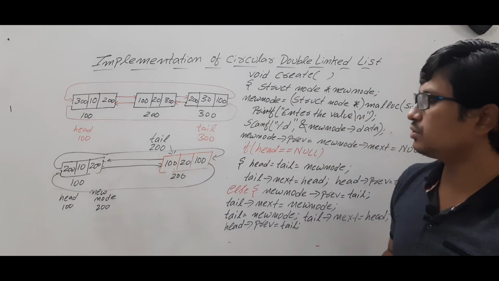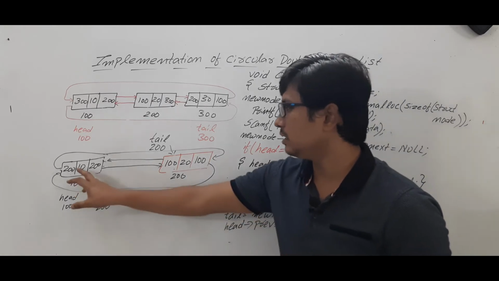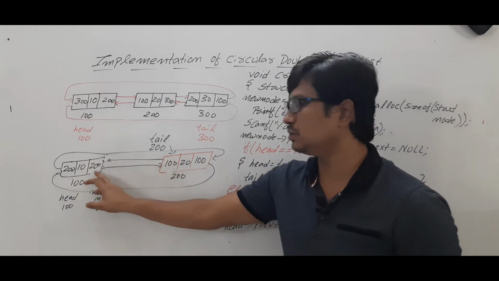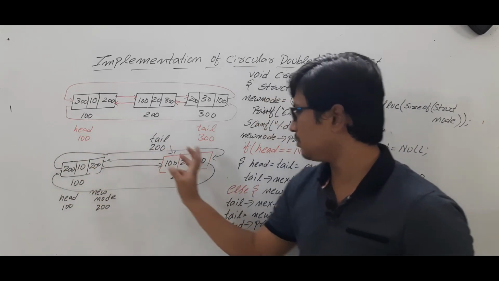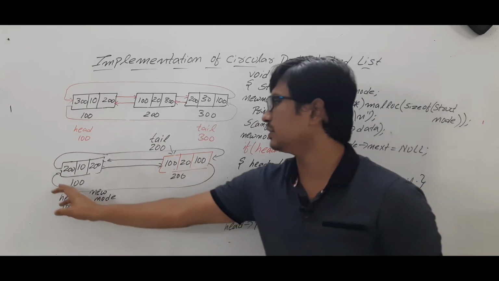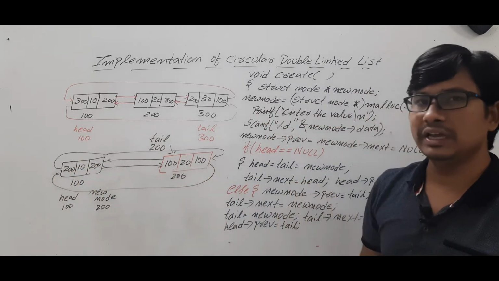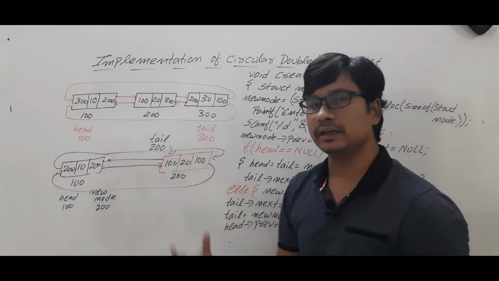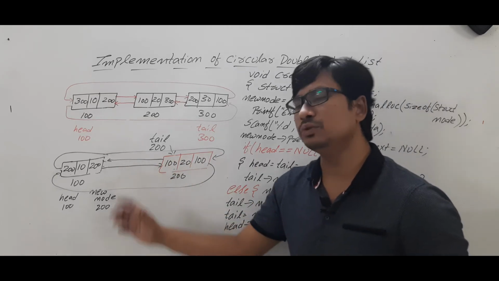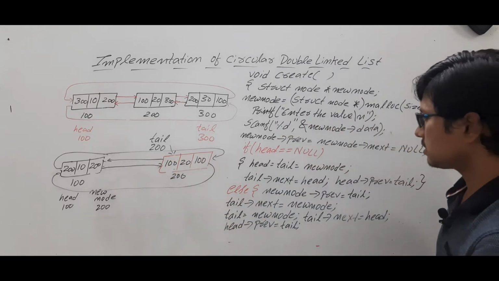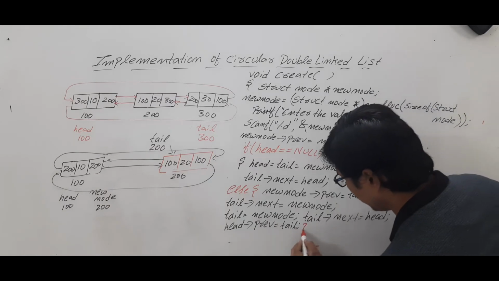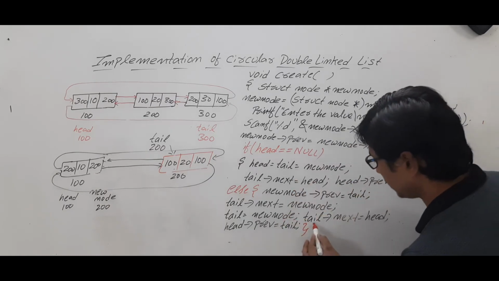Now look at whether it is looking like a circular double linked list or not. This node is connected to this node and this node is connected to this node, and this one is having the last node address and this one is having the address of the first node. So we have created a circular double linked list with two nodes. Okay, let's complete the else block and close the function.